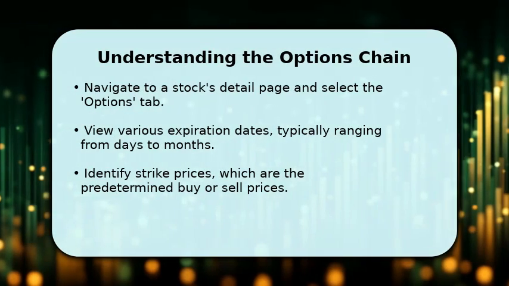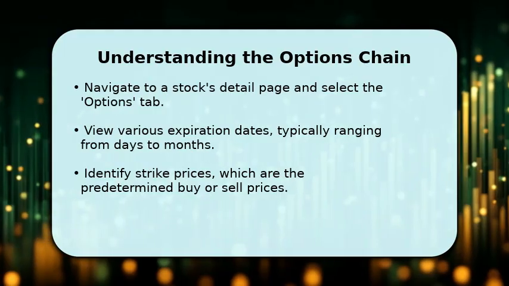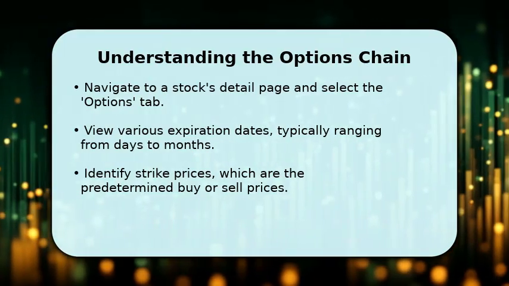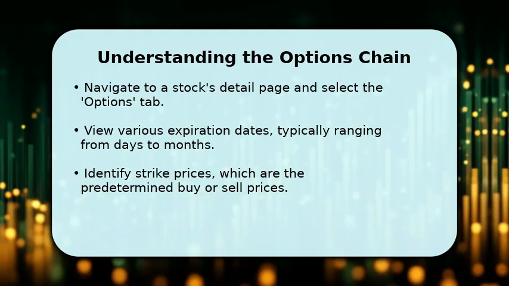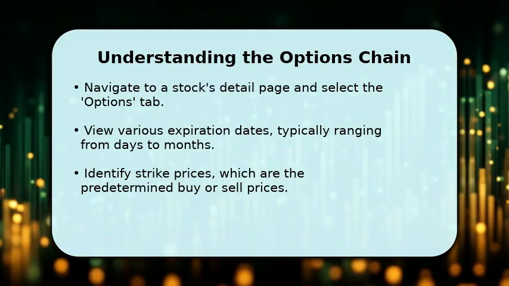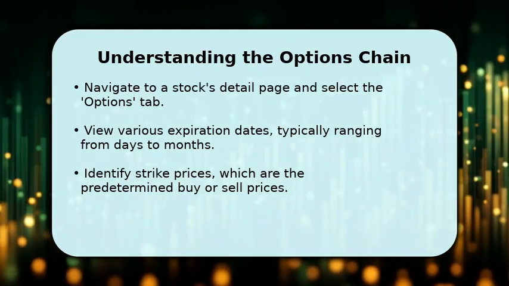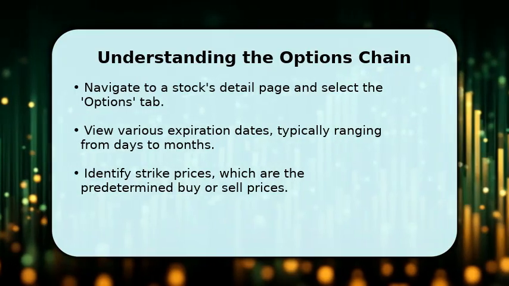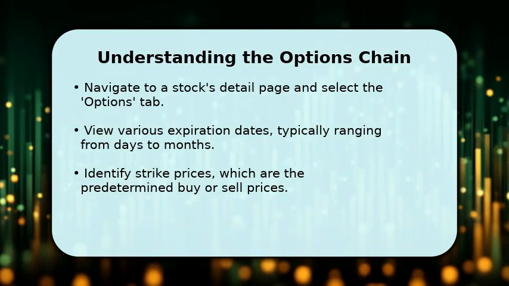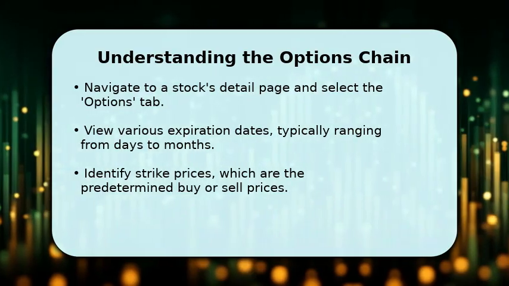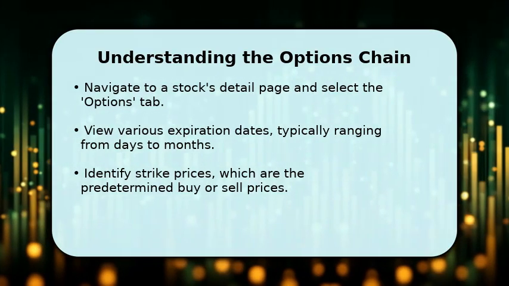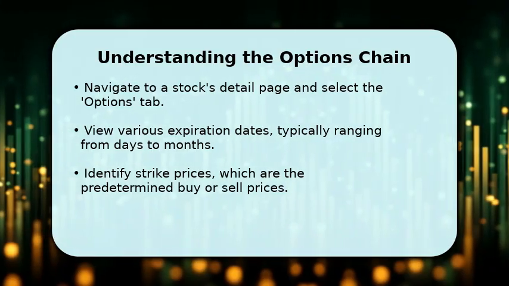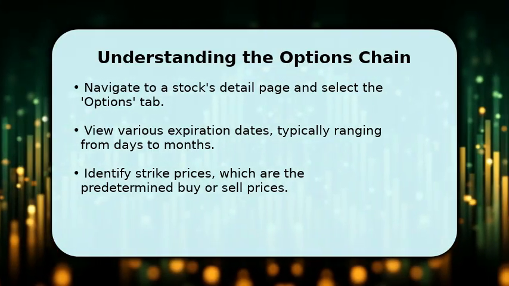Once your account is ready, navigate to any stocks detail page on the Webull desktop platform. Here, you will find an Options tab. Click it to reveal the options chain. This chain displays all available contracts, organized by expiration dates, which can be as short as a few days or extend for several months. You will also see various strike prices.